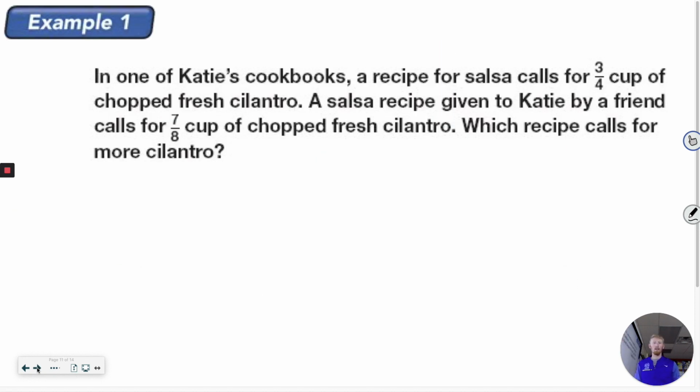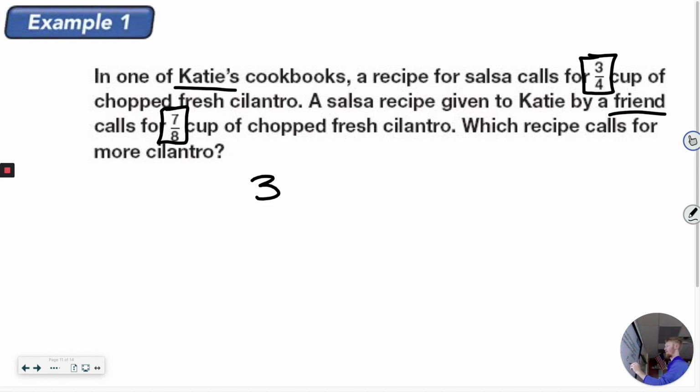All right, let's do one word problem. In one of Katie's cookbooks, a recipe for salsa calls for 3/4 cup of chopped fresh cilantro. A salsa recipe given to Katie by a friend calls for 7/8 cup of chopped fresh cilantro. Which recipe calls for more cilantro? So here we're comparing 3/4 to 7/8. We want to know which one is greater. Is it Katie's recipe or is it Katie's friend's recipe?